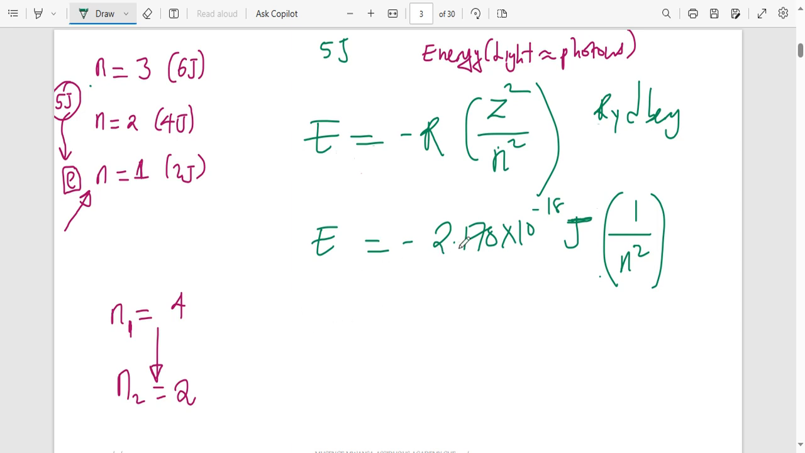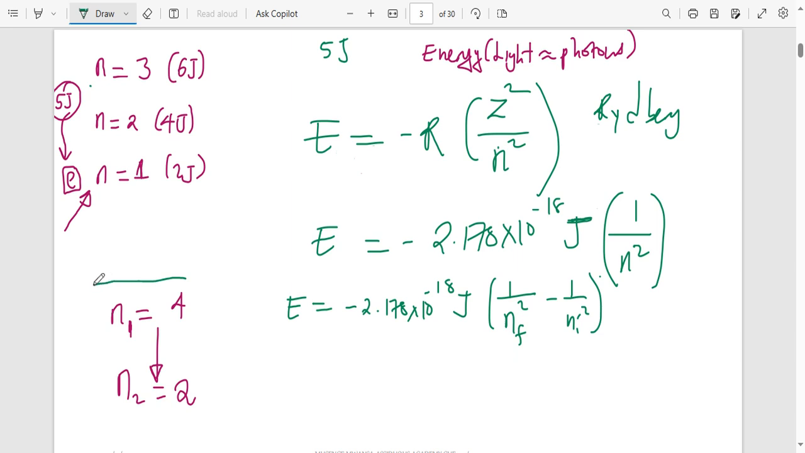If you want to calculate the energy now, that is going to either be gained or lost for an atom to transition between energy levels. Energy is going to be given by negative 2.178 times 10 to the power negative 18 joules, and then you get 1 over the final energy level squared minus 1 over the initial energy level squared. So for this example, we are transitioning from the fourth energy level to the second energy level.